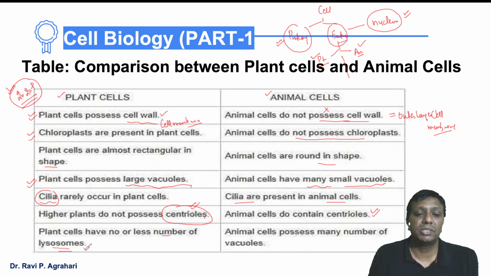Lysosome is a very important cell organelle. Sometimes you will see questions on lysosome. In abnormal conditions, it is called a suicidal bag. That I will bring in the coming session. Just wait for the features of lysosome. Animal cells possess a large number of lysosomes. So here, in plant cells, there are fewer lysosomes, and here we get more lysosomes. Okay everyone, fine.